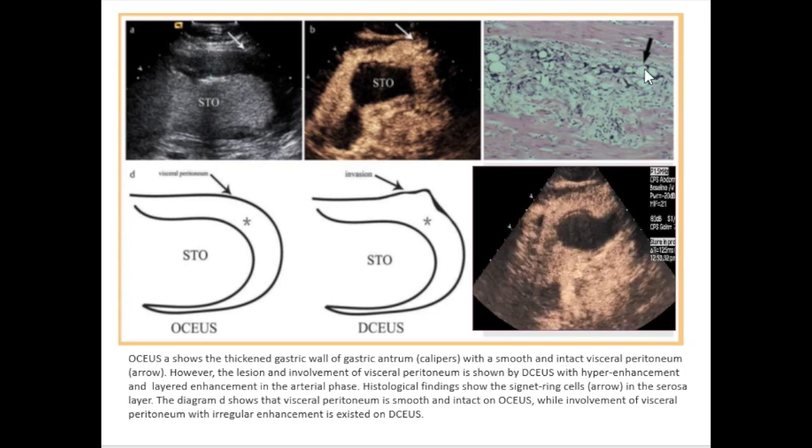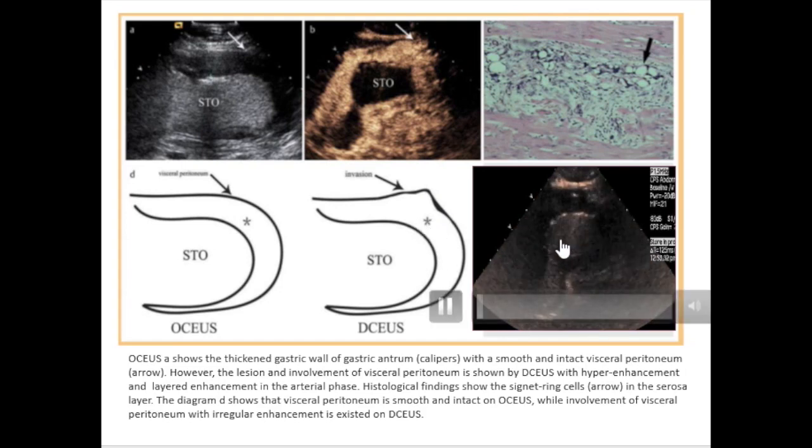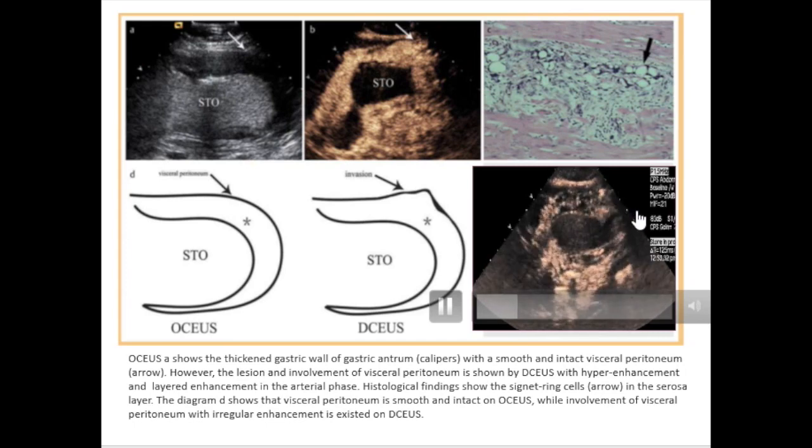So this diagram shows that the visceral peritoneum is smooth and intact on the oral contrast ultrasound, while the involvement of the visceral peritoneum with irregular enhancement exists on double contrast enhanced ultrasound over here.